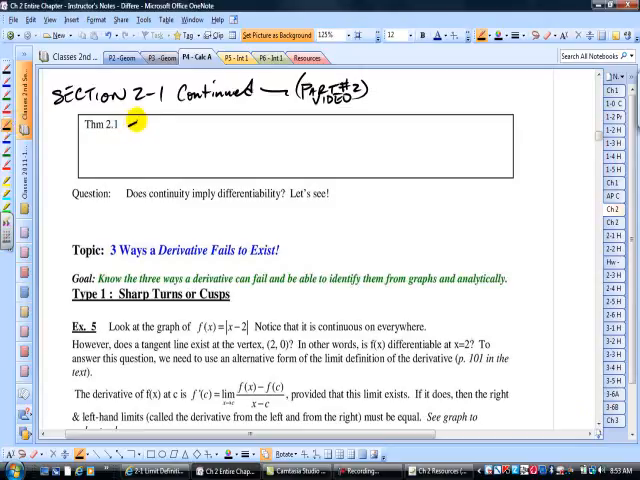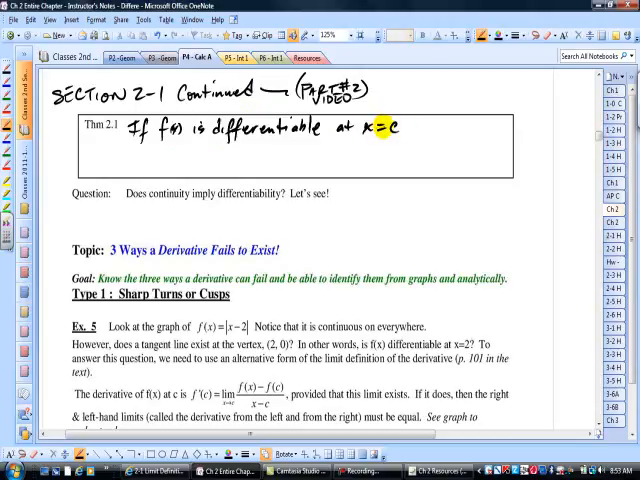It states that if f is differentiable at x equals c, at a certain location, could be at x equals 2, x equals 5, at any point on the x-axis, then the theorem states that f of x, our function that we're considering here, is continuous at x equals c.